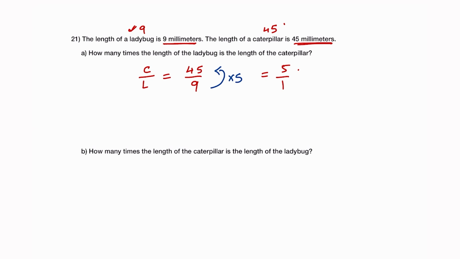So now it's the reverse thing. So we take ladybug and caterpillar this way. So ladybug is 9, caterpillar is 45. So that's 1 over 5. We know that from here, right? 9 times 5 is 45. And that's the answer, right? Because if you have 45 here and you do this, you're going to get 9. And that's exactly the length of the ladybug.